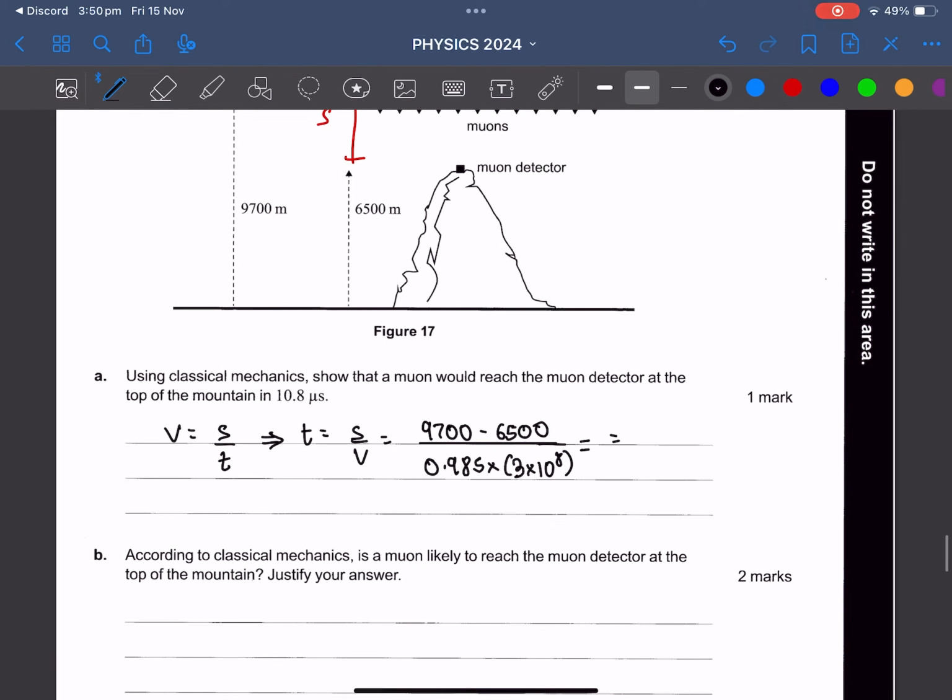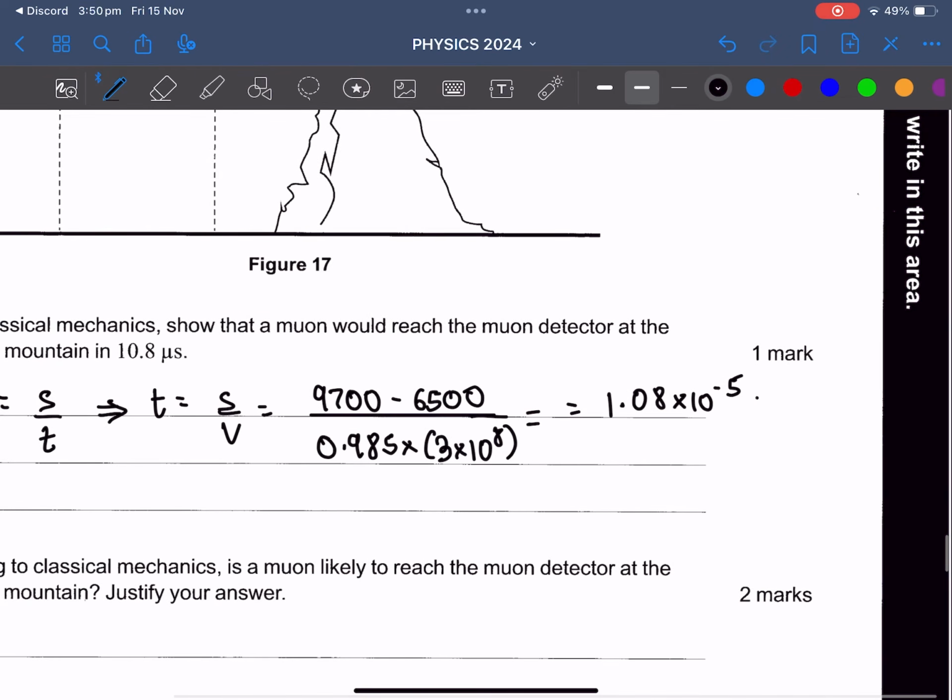So if I put this in our calculator, we should hopefully get what is required. So 9700 minus 6500 divided by 0.985 times 3 times 10 to the power of 8. So I get 1.08 times 10 to the power of -5 seconds, which is indeed 10.8 microseconds. Okay?